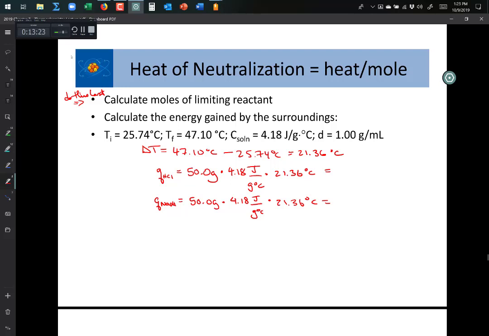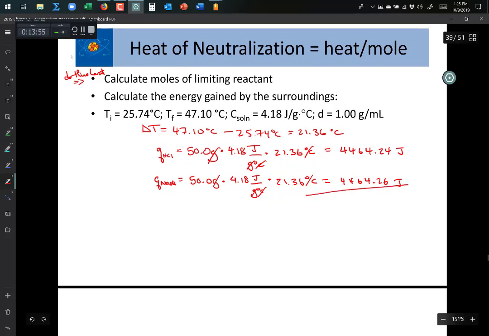50.0 times 4.18 times 21.36 is 4,464.24, and I get the same thing for this one. And this is in units of joules because the grams will cancel and the degrees Celsius cancel for all of these. Okay? So I'm going to add those two numbers together.